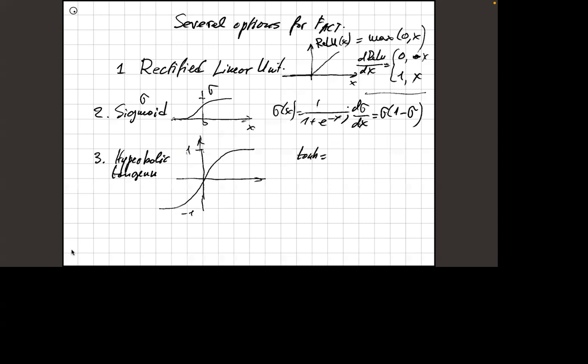tanh is defined as e to the power of x minus e to the power of minus x, divided by e to the power of x plus e to the power of minus x. So d tanh/dx equals 1 minus tanh squared of x. So the question is why this function was chosen in this way.